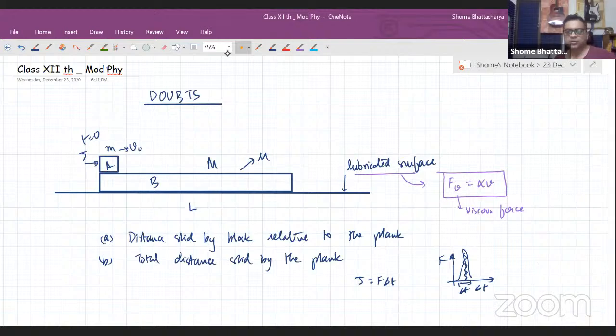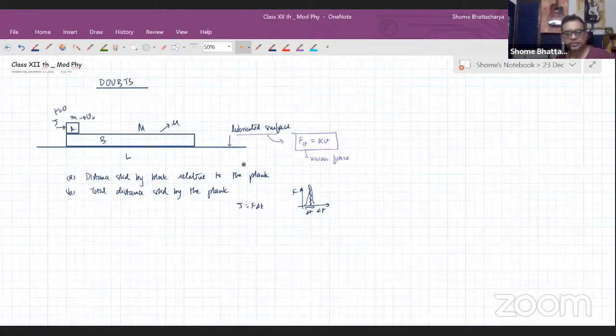Okay, so let's understand what happens over here. For some time, there will be relative motion between the two. Eventually the two will be slipping together. And even as they slip together, eventually the whole system will stop because of this viscous force which is acting.